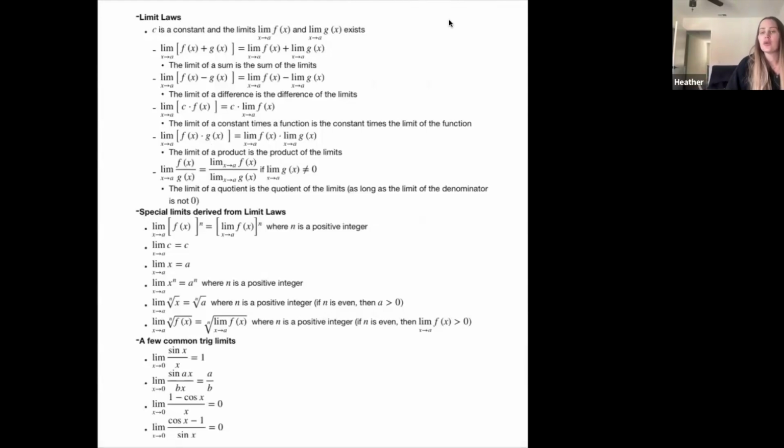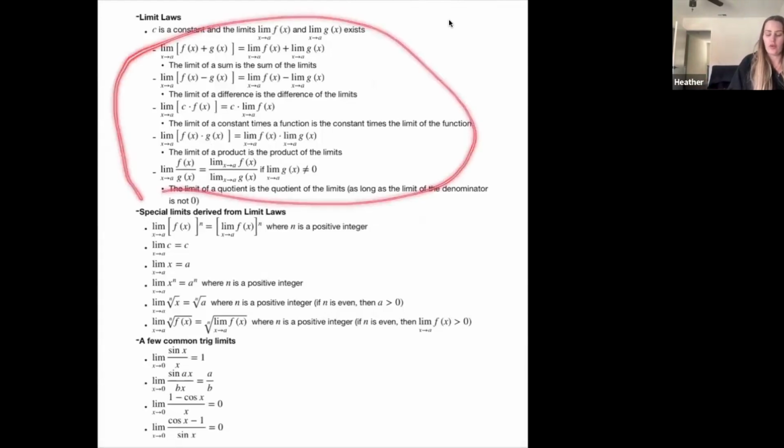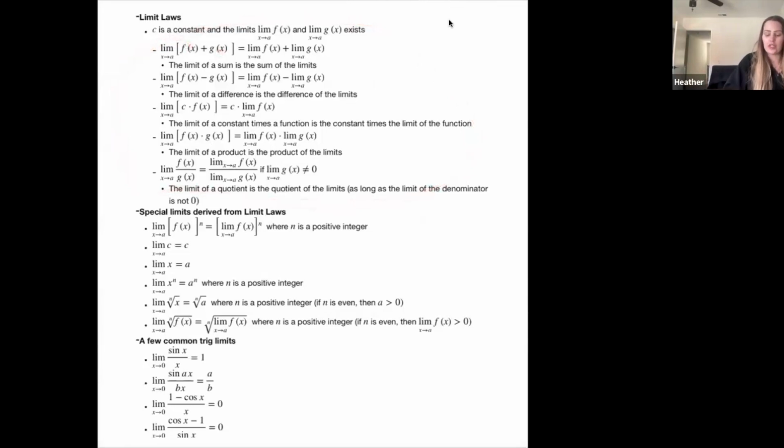So these help with evaluating limits. There's a few that are really useful. If we want to take the limit of two functions added together, we can do each of those functions individually. Same with finding the difference. If we have a constant in front, we can go ahead and pull it right on out, and then just evaluate this limit by itself. Once I get an answer, I can multiply it by the constant. No big deal there.